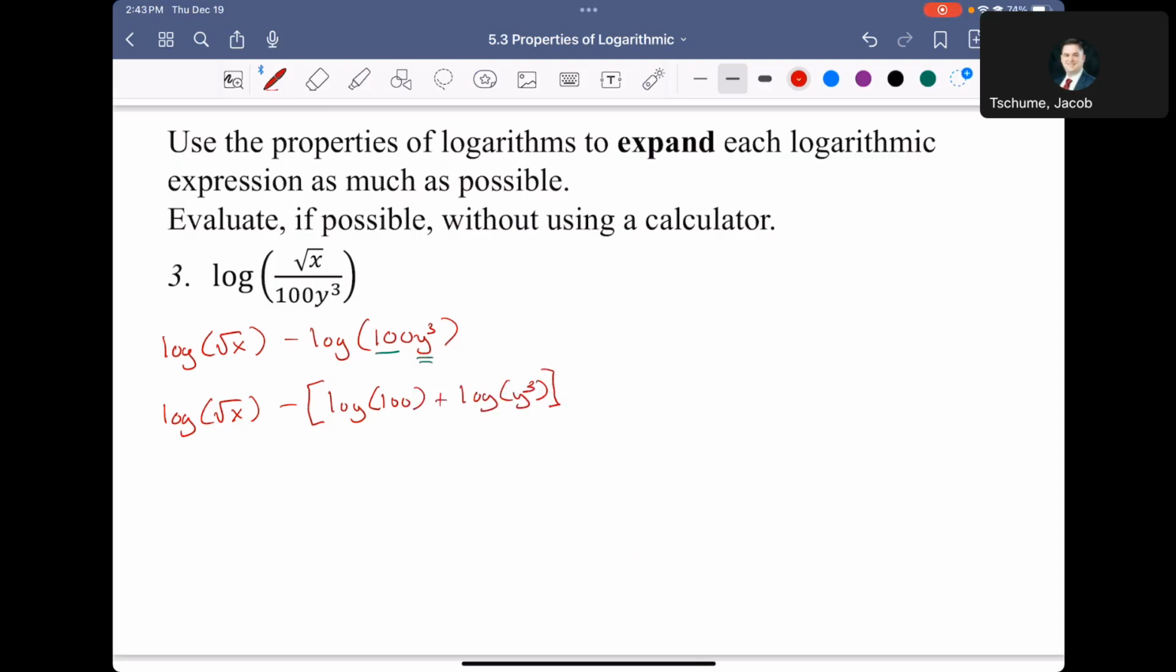So now, I guess two things I'm going to talk about while I'm here. Number one is the square root of x. We don't like to leave square roots inside of logarithms either. So you might remember from our talk about radicals or from your previous knowledge of algebra that the square root of x can be rewritten as x raised to the 1/2 power. So I'm going to take care of that while I'm here, and you'll see why I'm doing that in just a second. Minus, open bracket. Inside of the bracket, while there's nothing you need to do with the log of y cubed just yet, you do want to go ahead and simplify the log of 100.